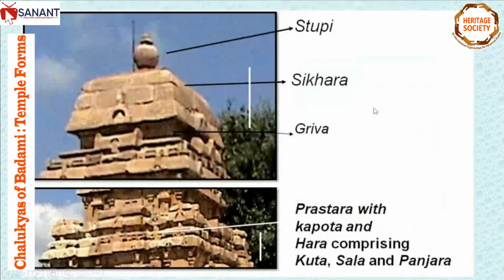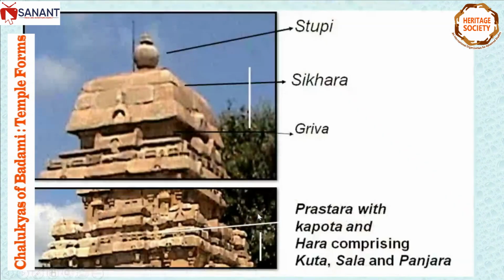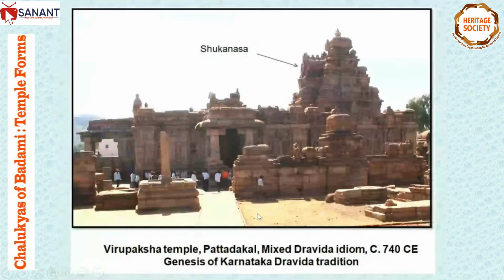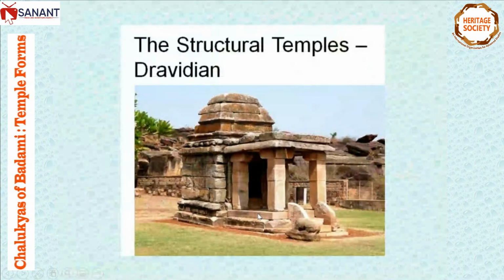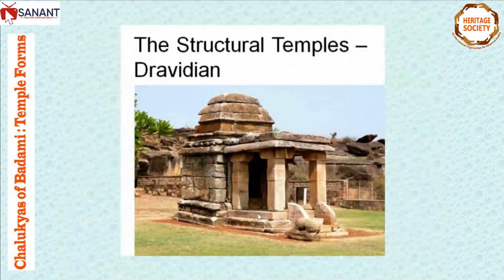I'll just show you again. You can see this is a Kuta. This is the Chalukya temple. This is a Panjara model, the apsidal one. That is there in this case also. Am I clear on that? Okay, sir. Thank you so much.